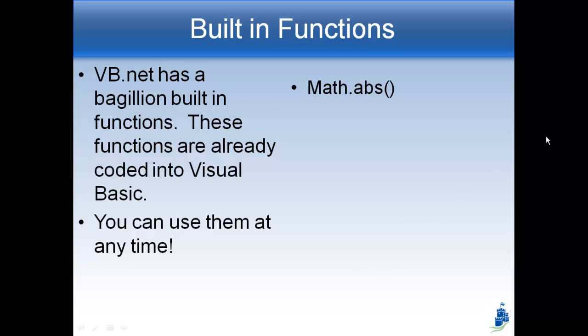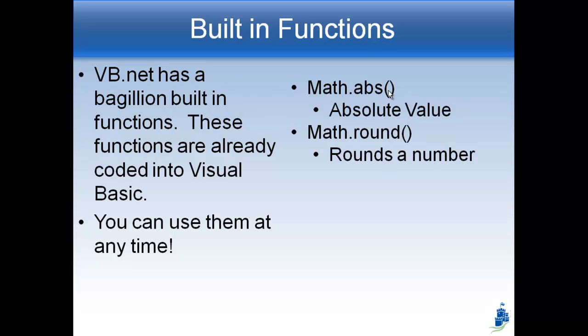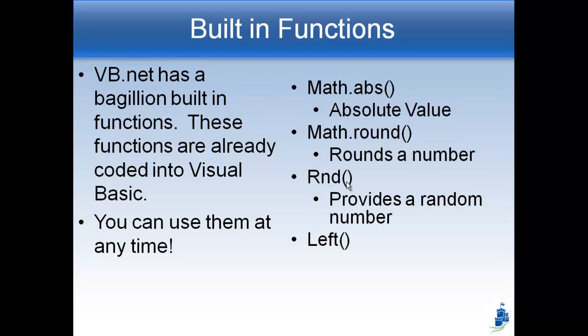One really good example is math.abs, which stands for absolute value. If you say math.abs and you put any number in between those parentheses, it'll spit out the absolute value of those numbers. There's math.round, which rounds. We're going to learn about that in a second. There's this RND function, which is built in. We're going to learn about that too. That actually takes no arguments, but it spits out a random number, which is great.